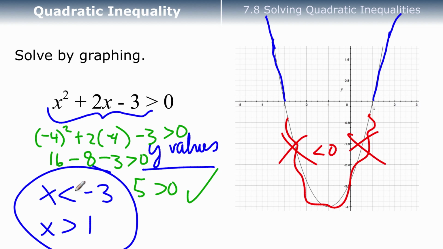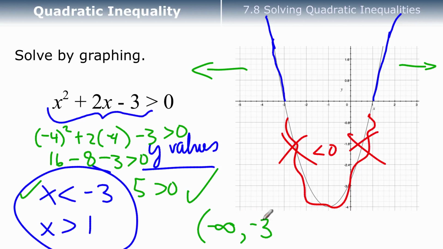And actually, any number, as long as it's less than negative 3, is going to work. In addition, you can say any x that is greater than 1 will work. So this is one way you can express that answer. Another way of expressing the answer could be using that interval notation. So since this goes on forever this way and on forever this way, you could say something like this. So your answers for x are all the numbers starting at negative infinity and going all the way up until negative 3.